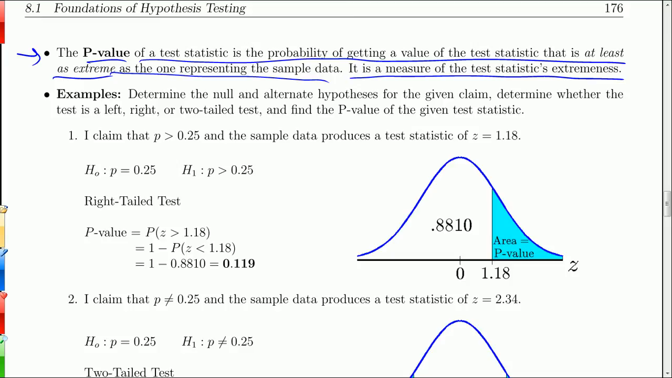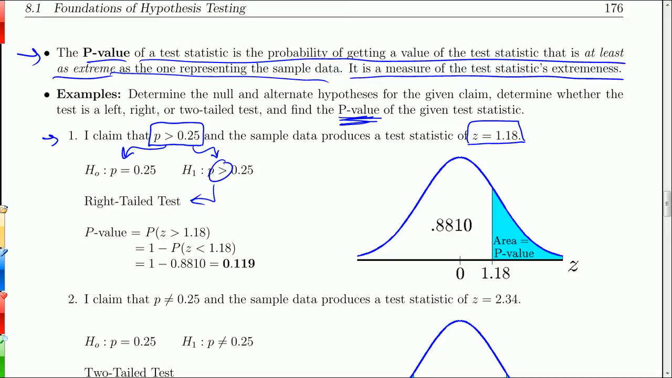Determine the null and alternate hypotheses for the given claim. Determine whether the test is left, right, or two-tailed, and find the p-value. That's sort of the new stuff right there, of the given test statistic. So I claim that some population proportion is greater than 0.25. And I get sample data that produces a test statistic of z equals 1.18. So again, from this claim, my null gets the equal to sign, and my alternate supports the claim. Because of this greater than sign, it's a right-tailed test.